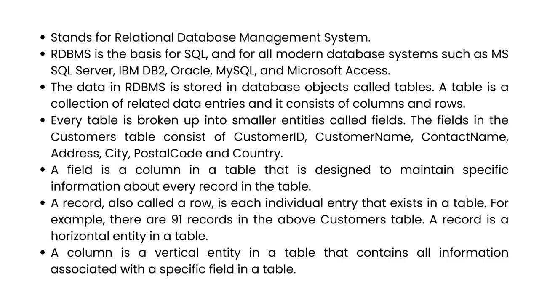For example, there are 91 records in the above customers table. A record is a horizontal entity in a table. A column is a vertical entity in a table that contains all information associated with a specific field in a table. RDBMS is one type of DBMS, or database management system. Besides that, there is another type of database that you can use, namely NoSQL.